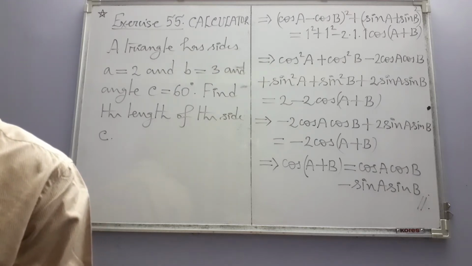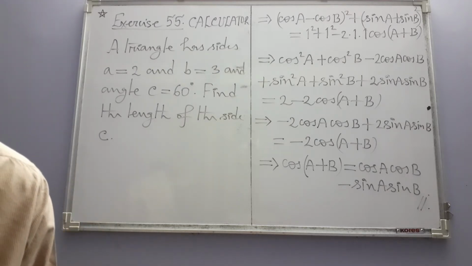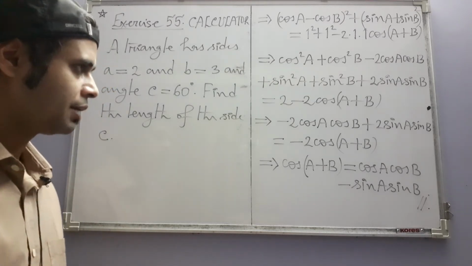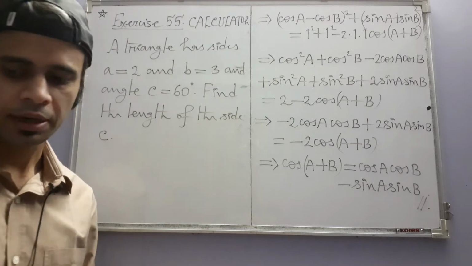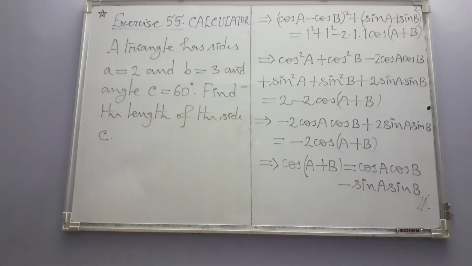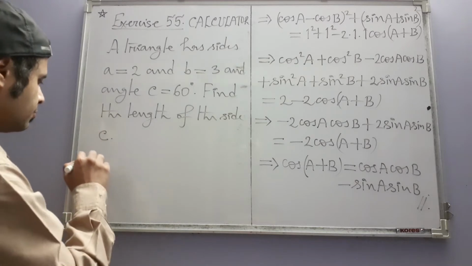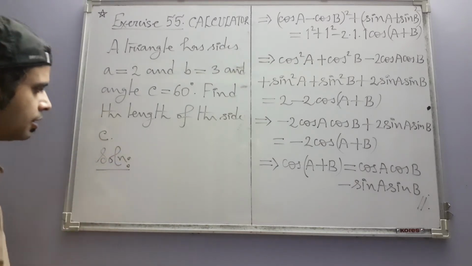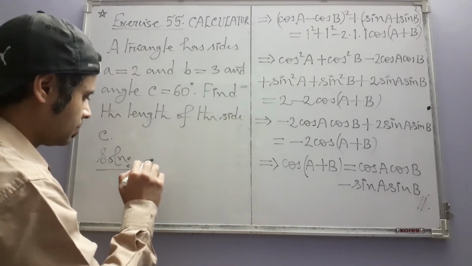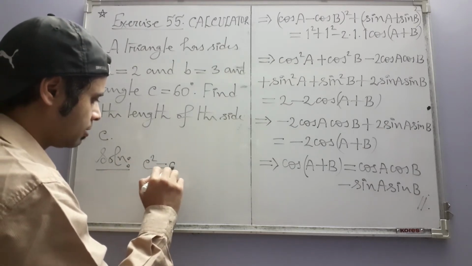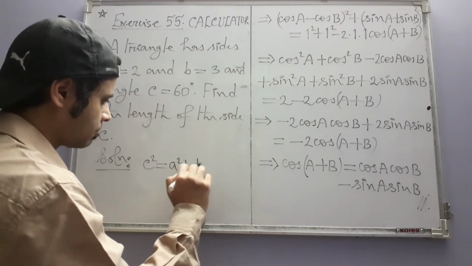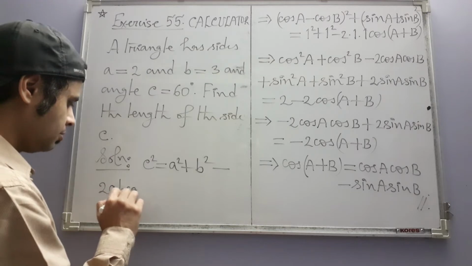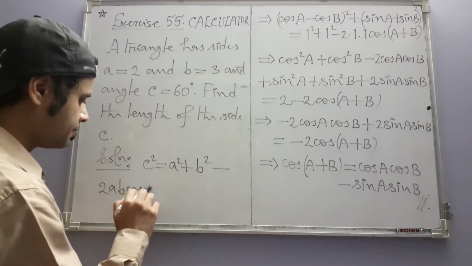So two sides are given and the angle between those two sides is also given. We have to find the third side. That means we have to apply the law of cosines. The law of cosines in this case gives us this: c squared equal to a squared plus b squared minus 2ab cos C.